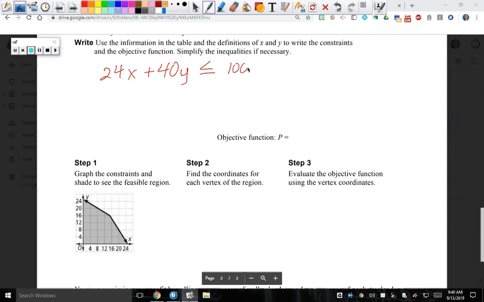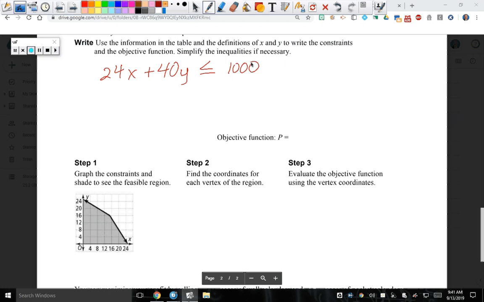Santiago, why is it less than or equal to? Because they can't buy more than 1,000 calendars. Because they cannot buy more, but they can buy up to or less. Okay, perfect.